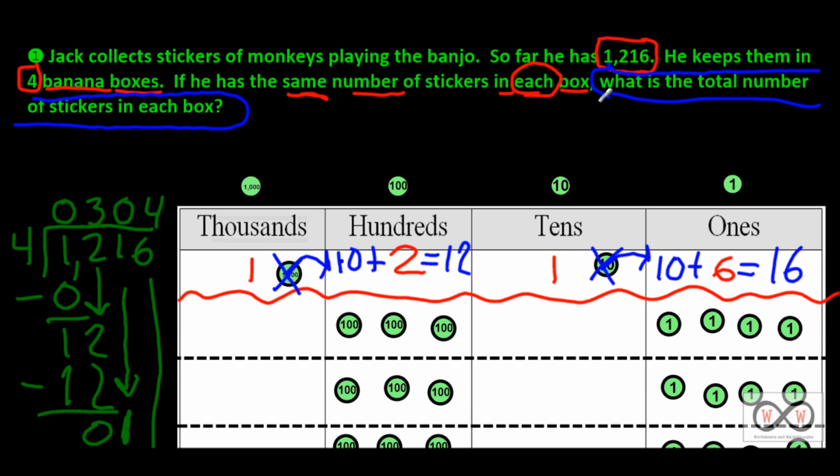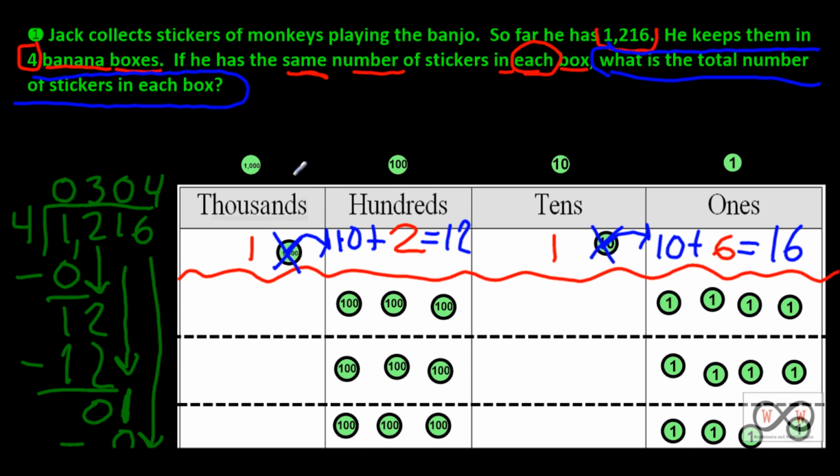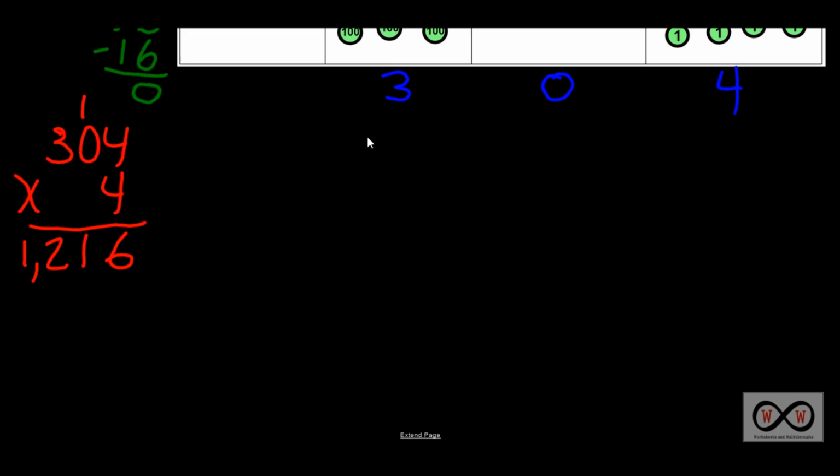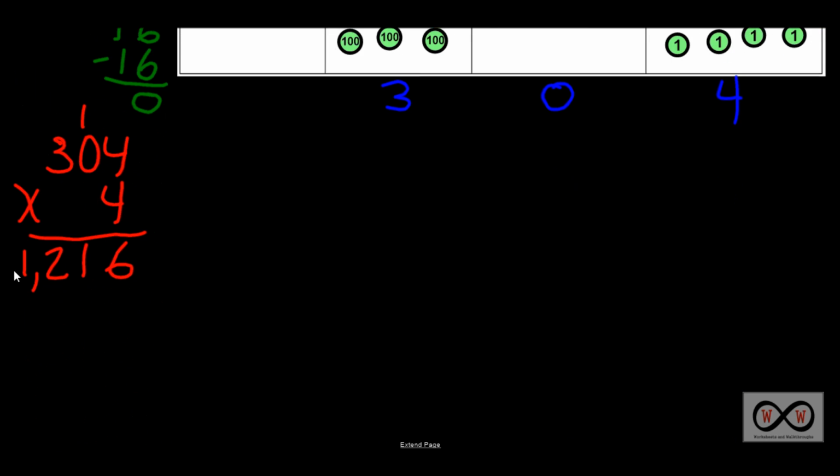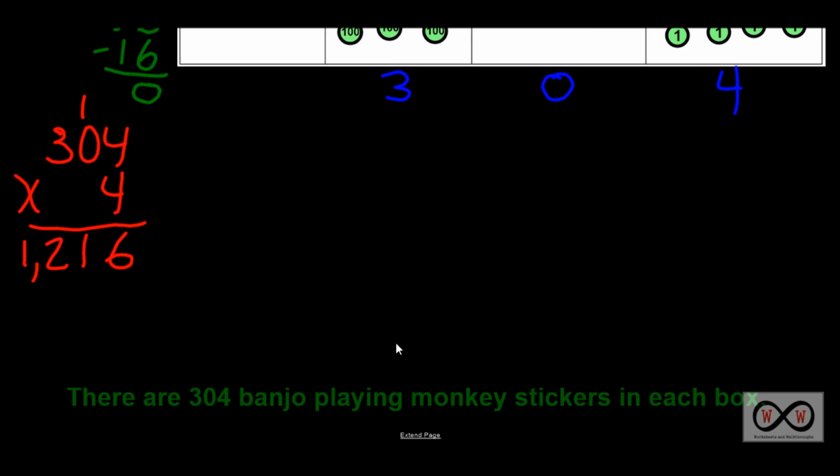Let's see if it answers our math job. What is the total number of stickers in each box? Well, that makes sense. We were expecting it to be around 300. Absolutely is close. So we have numbers, pictures, and now we need the words. All right, let's check it out. If you had something like this, there are 304 banjo playing monkey stickers in each box. If you had, there are 304 stickers in each box, that would be just fine.